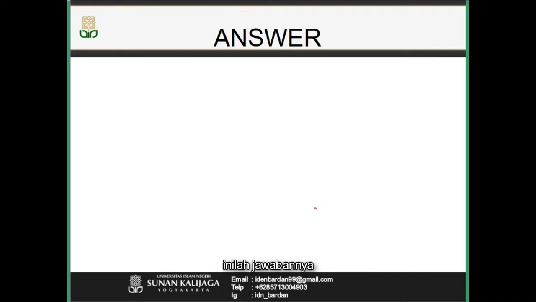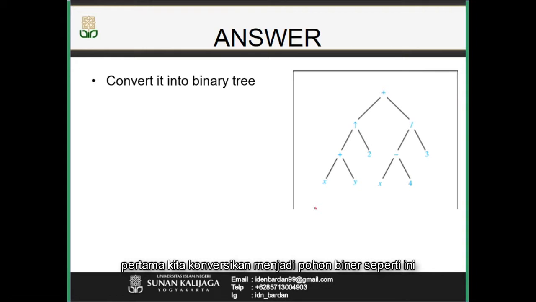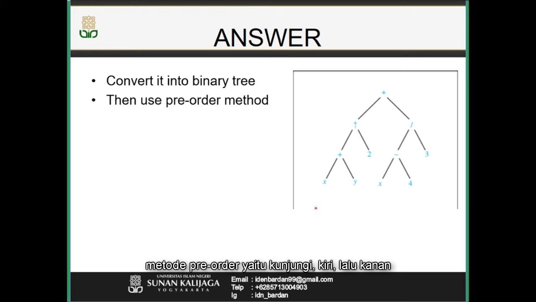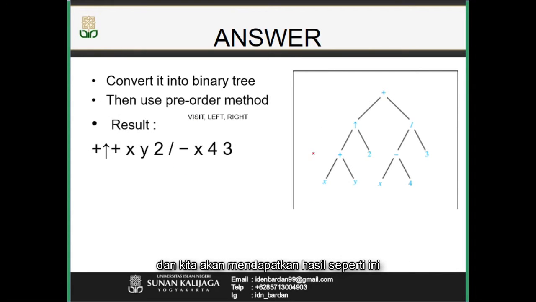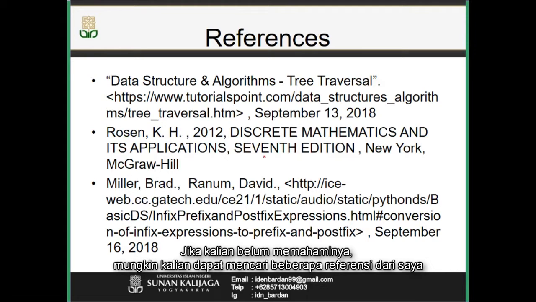So here are the answers. First, we convert it into a binary tree. Here is the binary tree. And the second step is to use the pre-order method because we are told to get the prefix expression. The pre-order method is visit, and then left, and then right. Then do the pre-order method on the tree and you will get the result like this. If you haven't understood it yet, you can try to find all these references that I got.